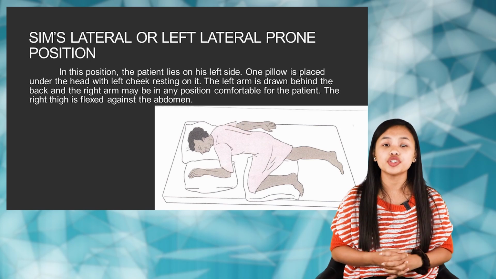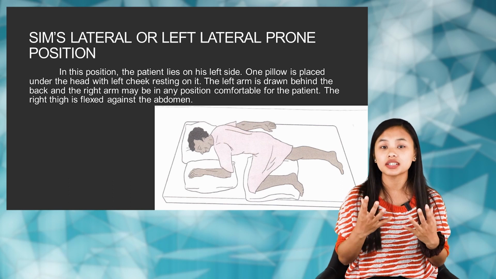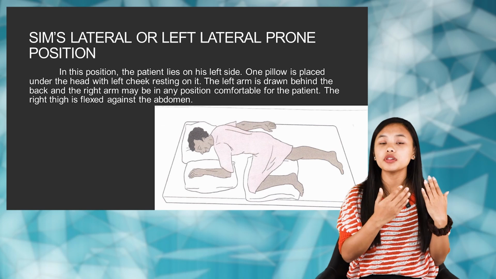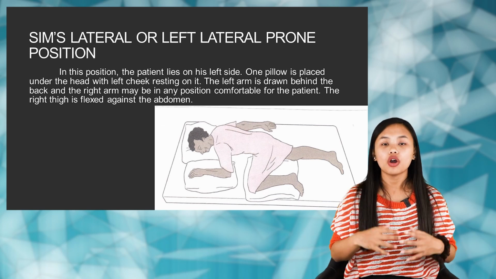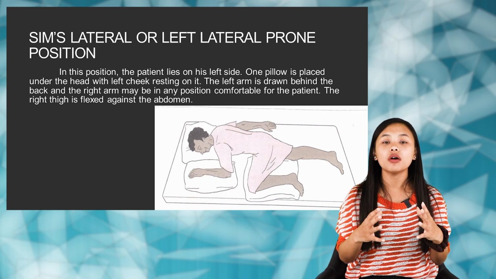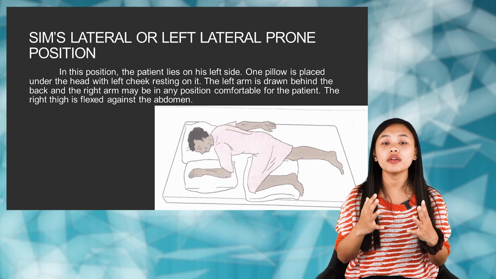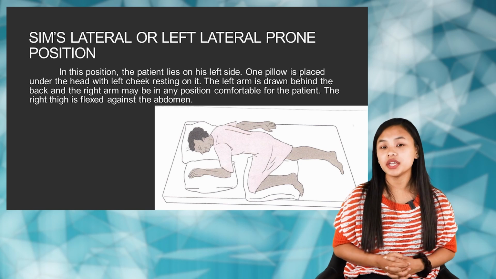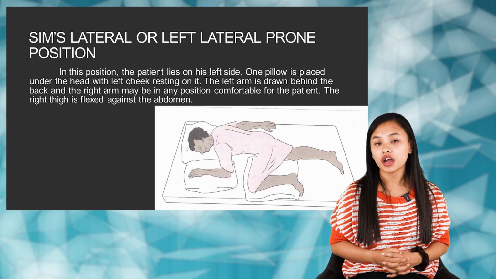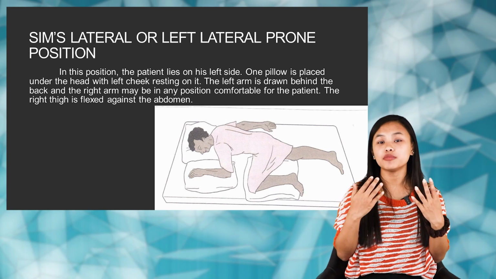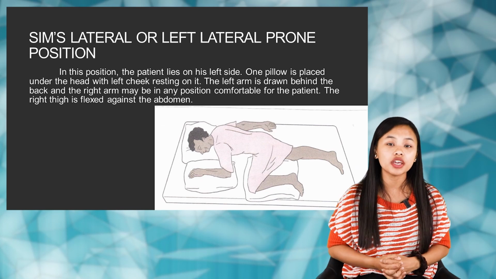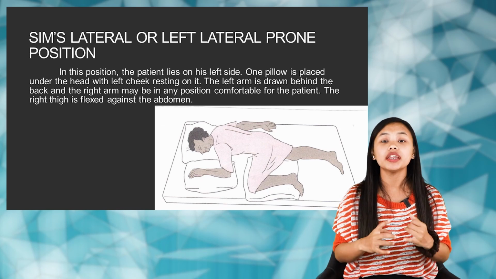Here, what we will be doing is that we will be telling the client to lie on his left side, and we will be providing one pillow where they can support their head with the left cheek resting on it. And here, the left arm will be drawn behind the back, whereas the right arm may be in any position which will be comfortable for the client. And the right thigh will be flexed against the abdomen. So this is a position which we will tell the client to take whenever we need to perform any vaginal or rectal examination.